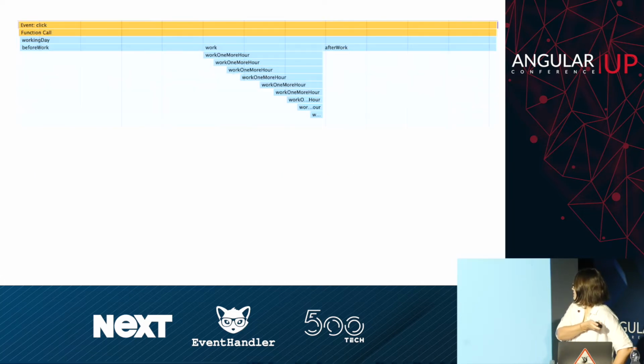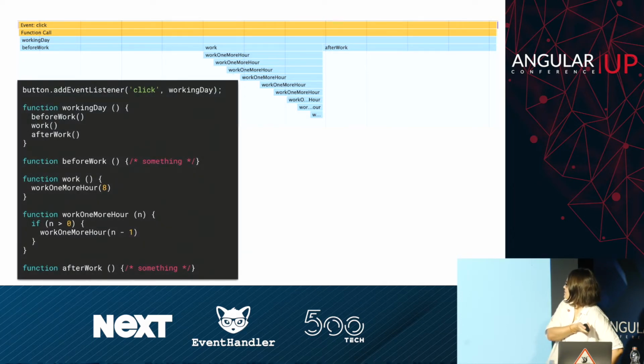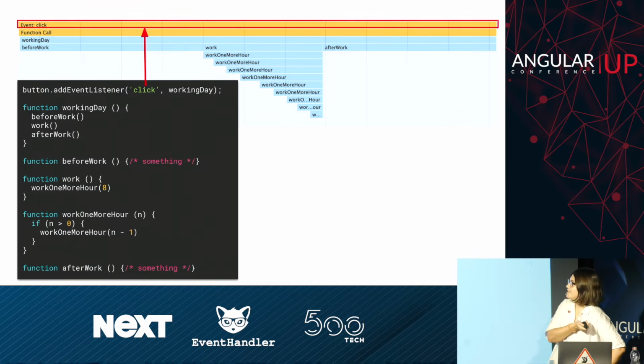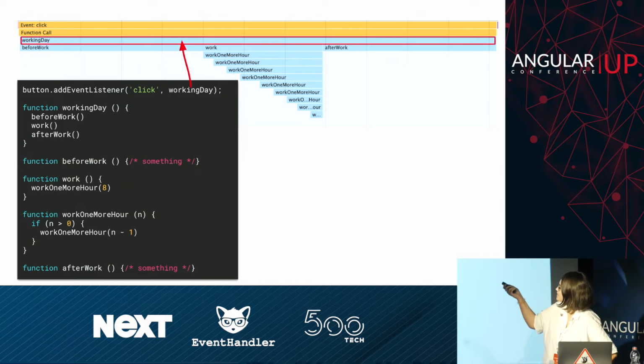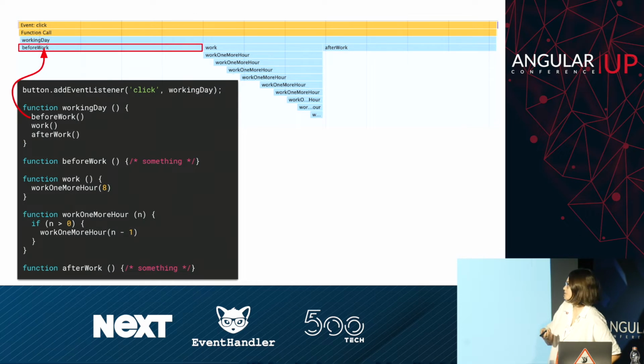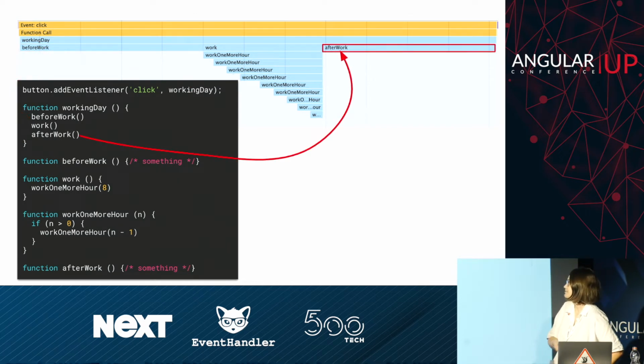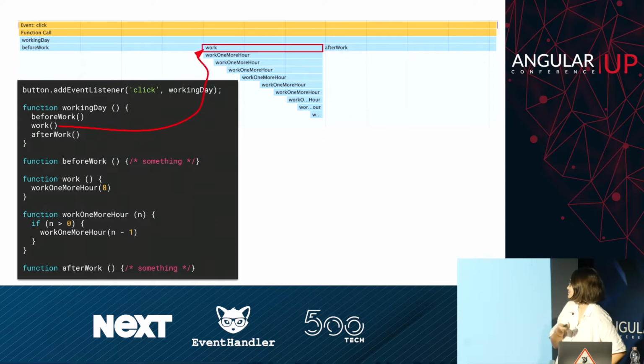And talk about what we see here and compare it to the code we had. So first we see the click. It says event click. Fair enough, there was a click. Then it says workingDay method was called. Fair enough, it was called because we had an event listener. Under it, there is beforeWork, correct. afterWork, correct. In the middle, work, also correct.